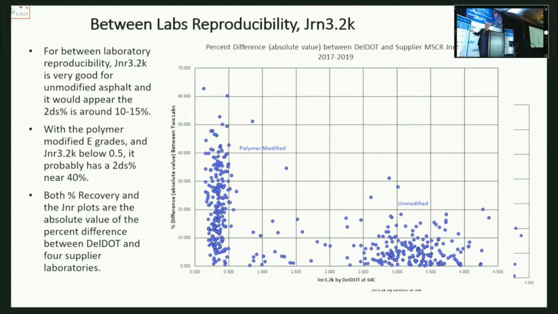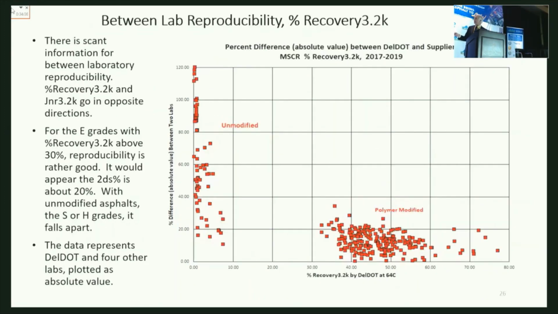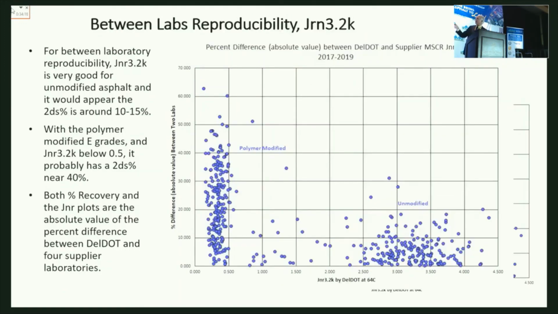But when you get to the modified, with your JNR of under 0.5, once again, DSR is having trouble finding the numbers, and there's great variability between labs. And it's probably about 40%. So you can't have one precision bias statement that covers everything. You have to differentiate between polymer modified and unmodified. Everybody see that? I'll go back one. See the difference? Polymer modified is tight for the percent recovery, lousy for the unmodified. It's tight for the unmodified for the JNR, but very poor for the modified.